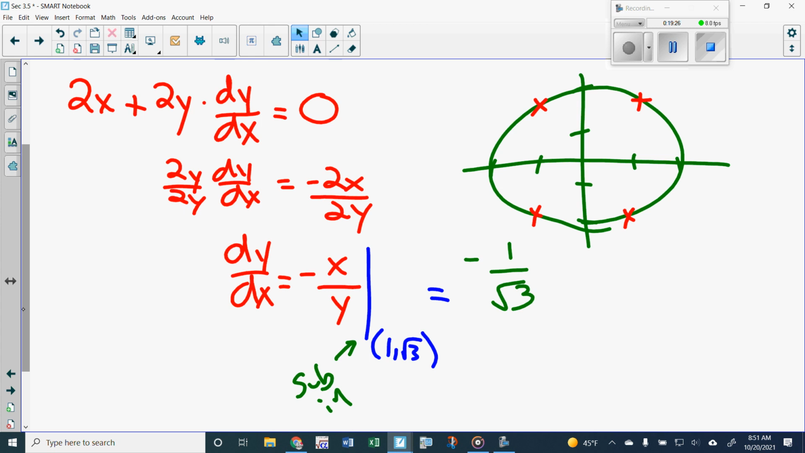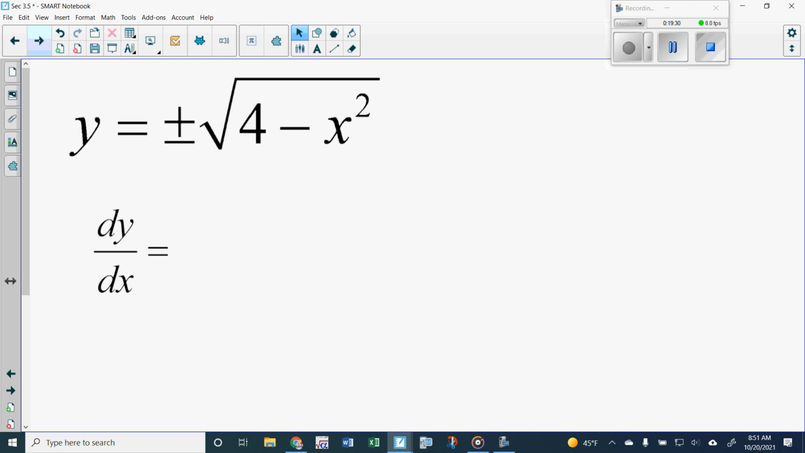Now, if we wanted to, we could solve it for y and show that our derivative is the same thing. Let's do this one here. We won't do plus or minus, let's just do positive. This is a good review of the chain rule. How do you find the derivative of the square root of 4 minus x squared?